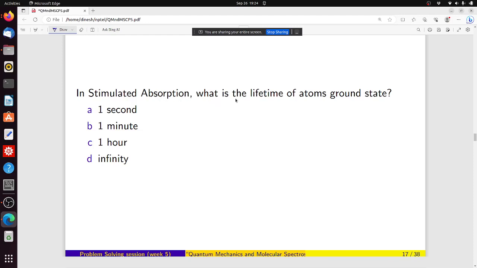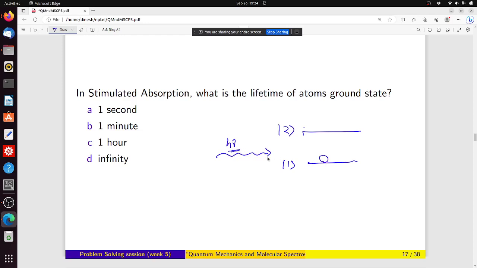In stimulated emission, what is the lifetime of the atom's ground state? Okay, so stimulated. Let's say there are two states, state 1 and state 2. What is stimulated absorption? We supply some energy to the ground state particles, let's say h nu. They absorb this energy and make the transition to the excited state.